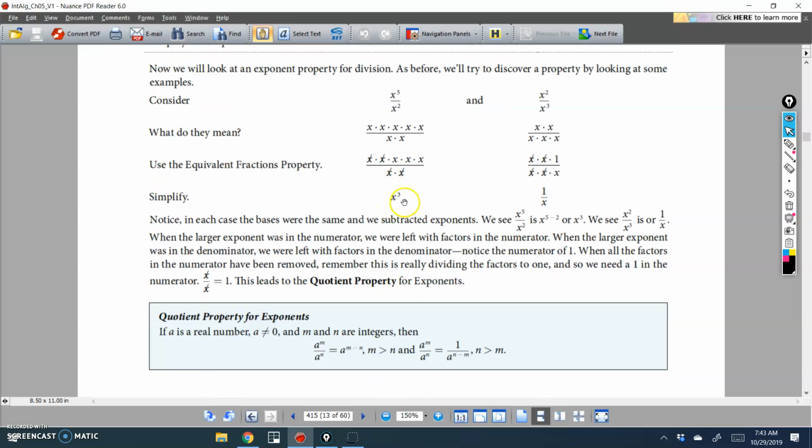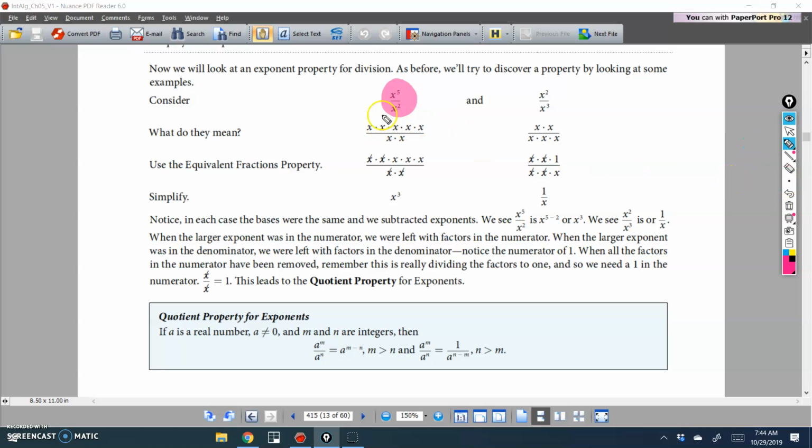So that was multiplying exponents with like bases. Now what if we're dividing like bases? For instance, what if we have x to the 5th over x squared? This x to the 5th over x squared.